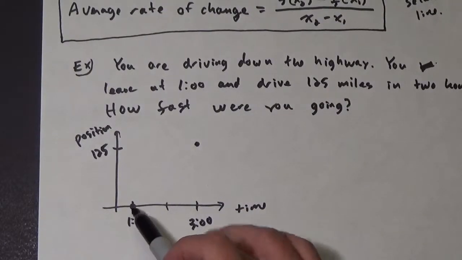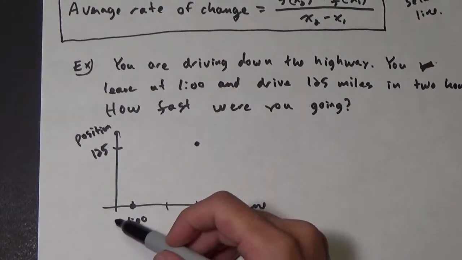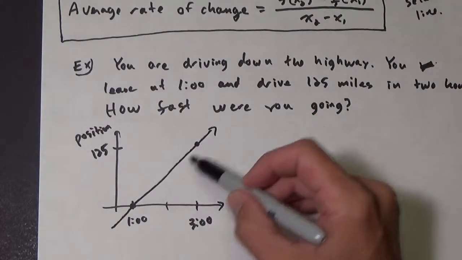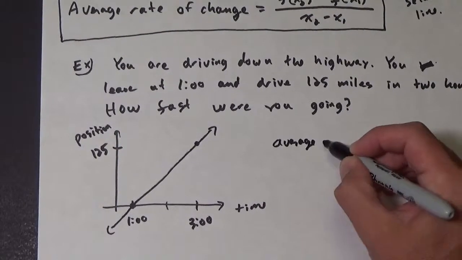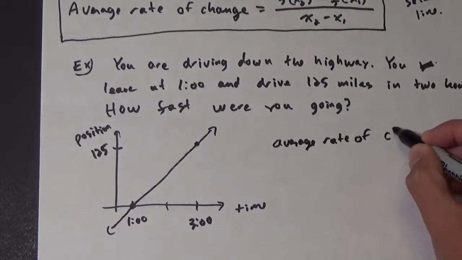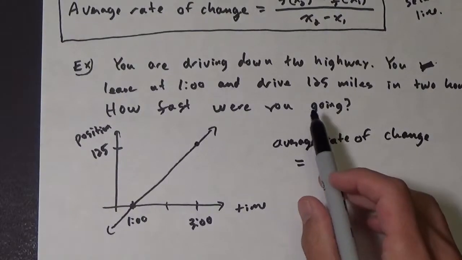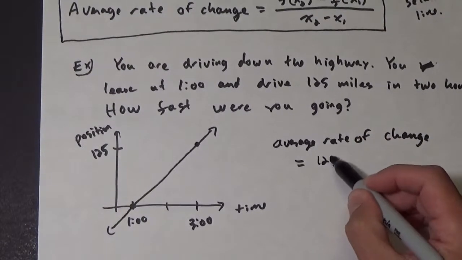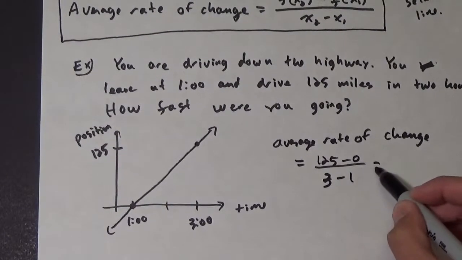Now the thing is, because we don't have data points in between these, we're not quite certain what's going on. But how fast were we going? Well, you can take the average rate of change. So we say, okay, here's our secant line. And so our average rate of change is going to equal, we go 125, we started at 0, and we have 3 minus 1.